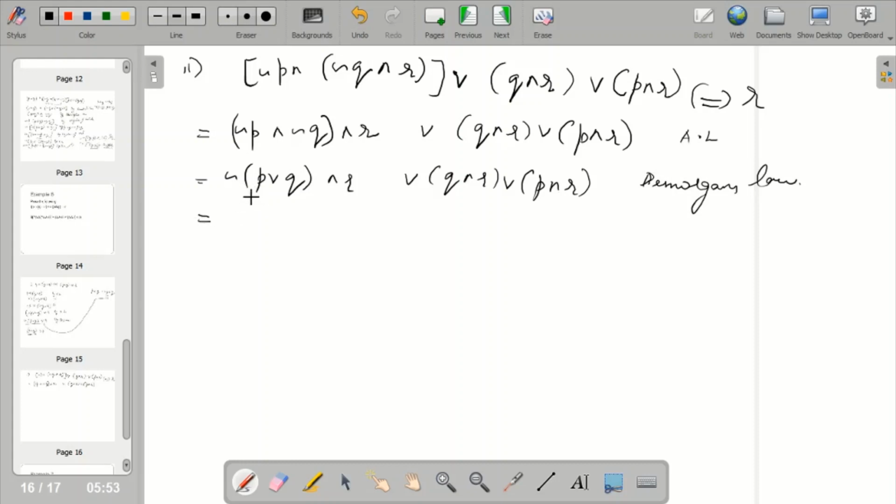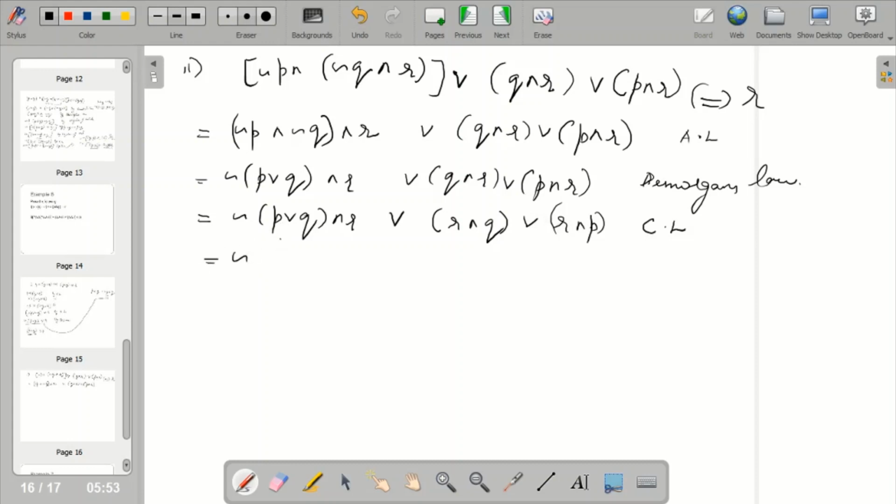Next, what can I do further? I'll keep this as it is, that is negation of P or Q, and R I'll keep as it is, this R also as it is. This is in the form of distributive law. So before that you just write R and Q, or R and P, right? Because you need to apply commutative law before you do. So I applied R and Q, R and P using commutative law.